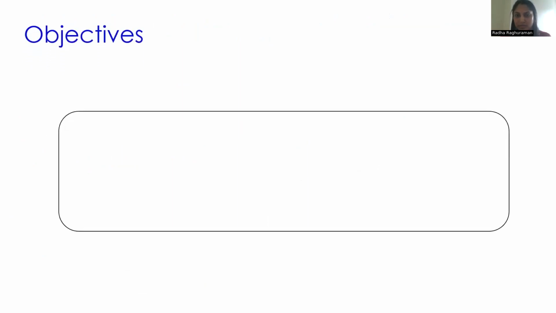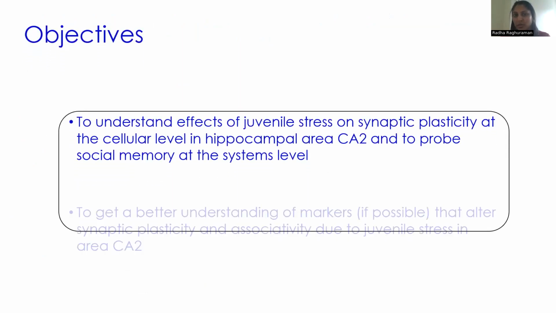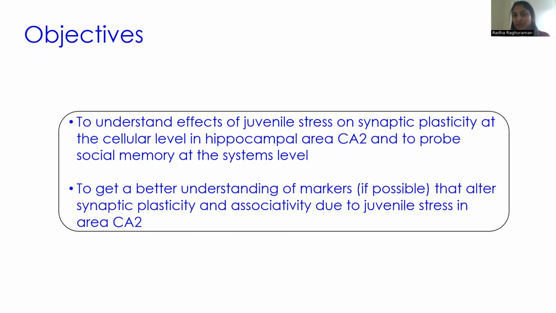First, I will walk you through the behavioral experiments, but our objectives were super straightforward: to understand juvenile stress effects in CA2, both at the systems and cellular level, to get a better understanding of markers if possible, and to study associative memory mechanisms.